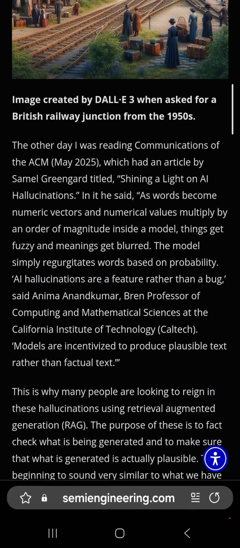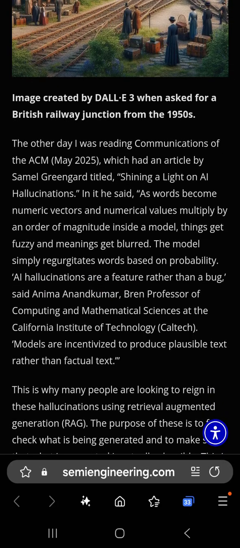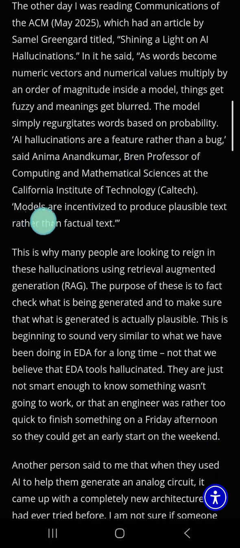AI hallucinations are a feature, not a bug, said Anima Anandkumar, a professor of computing and mathematical sciences at the California Institute of Technology, Caltech, as the models are incentivized to produce plausible text rather than factual text. This is why many people are looking to rein in these hallucinations using retrieval augmented generation (RAG). The purpose of this is to fact check what is being generated and to make sure that what is generated is actually plausible.